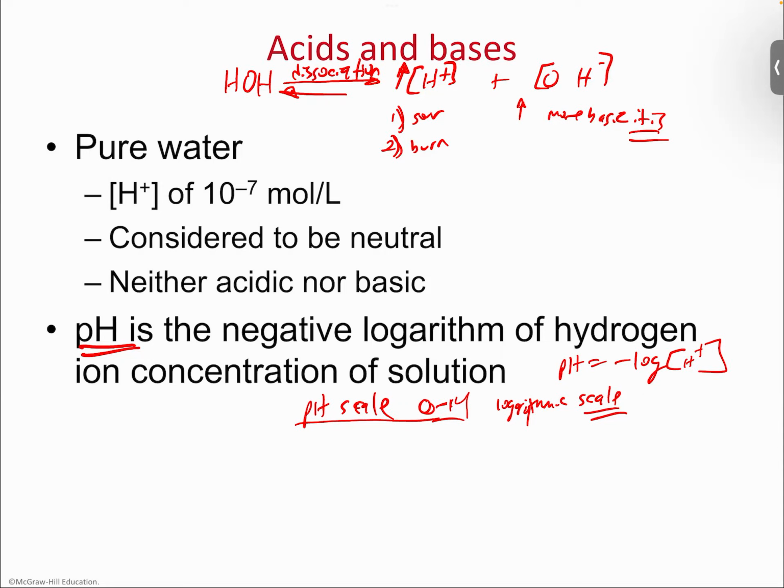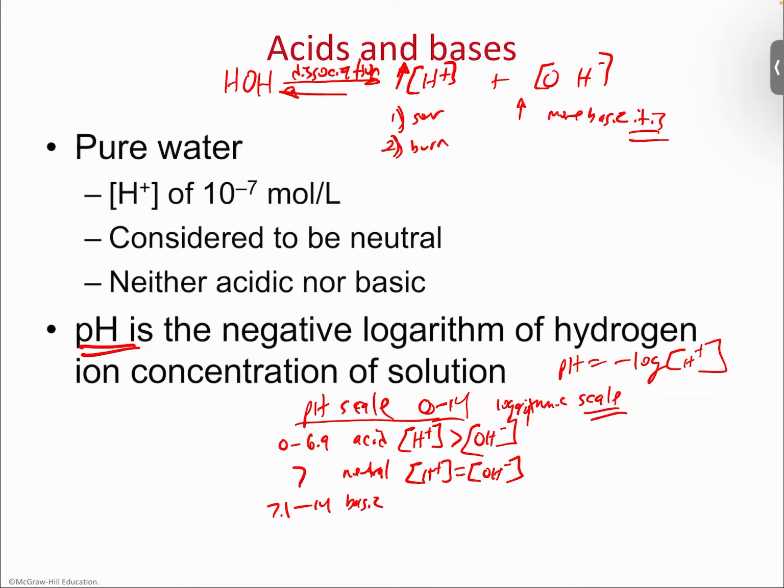But when you take a look at the pH scale from 0 to about 6.9, you are an acid. This basically means that your hydrogen ion concentration is greater than your hydroxide ion concentration in this particular scenario. If you're 7 spot on, you are neutral, which means your hydrogen ion concentration is equal to your hydroxide ion concentration. And if you're 7.1 or whatever to 14, you are basic. And that means your hydrogen ion concentration is less than your hydroxide ion concentration.